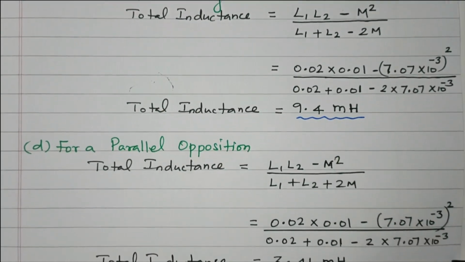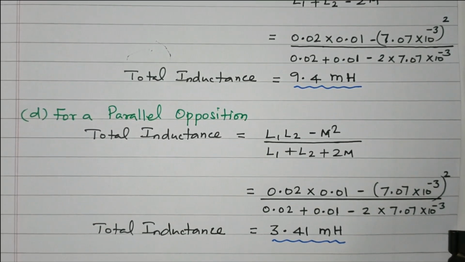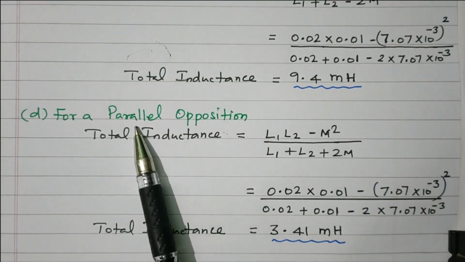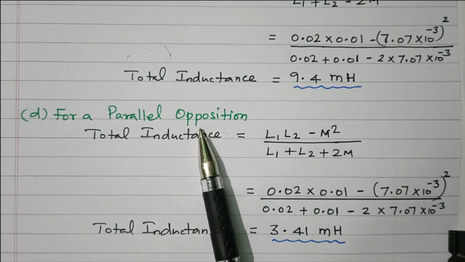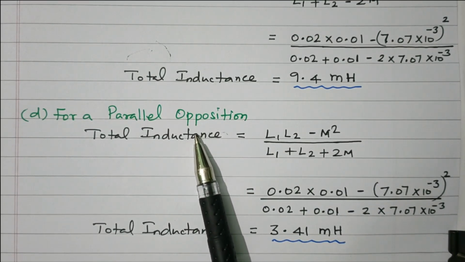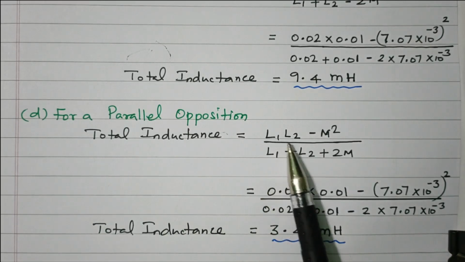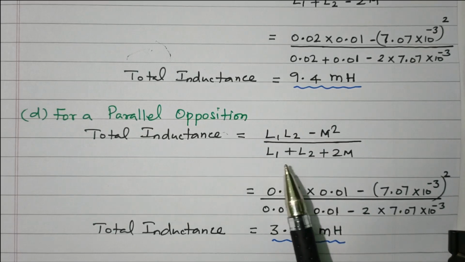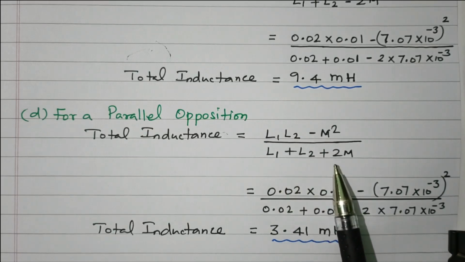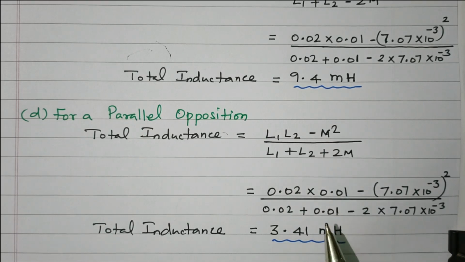Right. Now the fourth combination, parallel opposition. What is parallel opposition? Two coils are connected in parallel in which the current enters at the dotted end in one coil and leaves at the dotted end in another coil. So that it is an opposition. In that case the formula is L1 L2 minus M square divided by L1 plus L2 plus 2M. In adding we got minus 2M, here plus 2M. So after substituting all the values and simplification we got 3.41 millihenry. That is 3.41 into 10 to the power minus 3, written as millihenry.